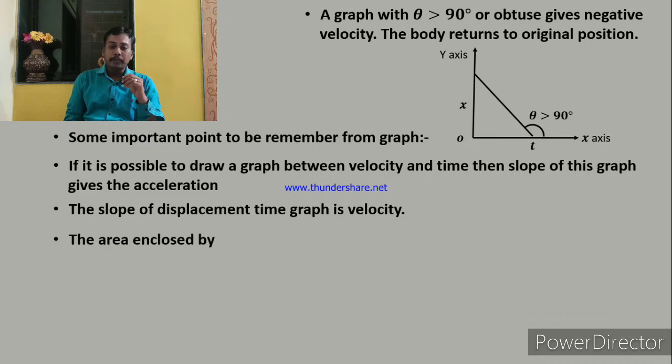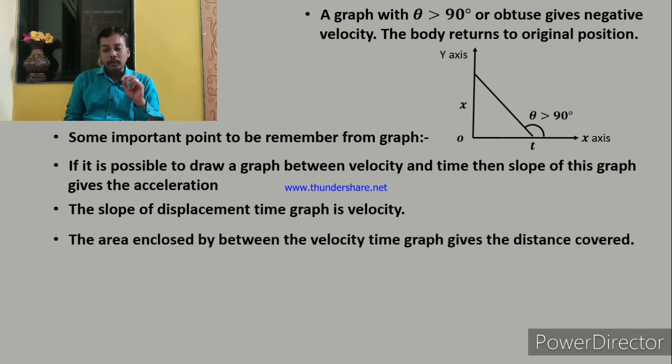And the area enclosed by the velocity time graph gives the distance covered. Here, this area enclosed by the velocity time graph is what? Distance. Similarly, the area covered by the acceleration time graph is velocity, and the area covered by the velocity time graph is distance.